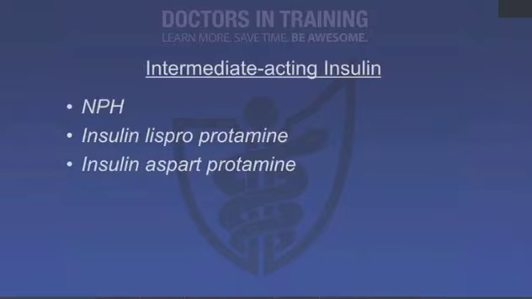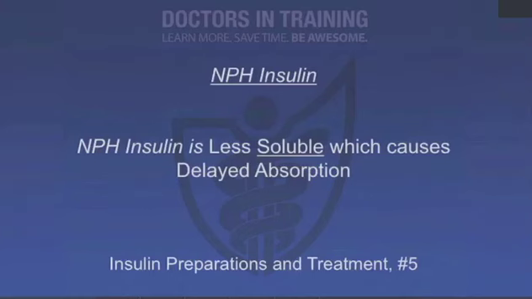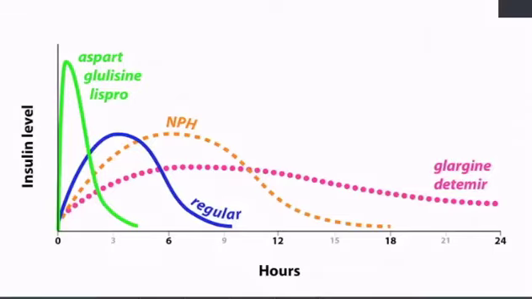The main one here is called NPH, or neutral protamine hagedorn insulin. This is a very old drug. It's been around since the 1940s. This is basically insulin that's been conjugated with protamine. So NPH insulin, this conjugated protamine insulin, is less soluble, and that causes delayed absorption of the insulin. So it takes longer to start working, and it lasts longer in the body before it's degraded. And you can see from the image here that it has its onset within 2 to 5 hours, and it peaks within 3 to 8 hours, and it lasts anywhere from 4 to 12 hours.